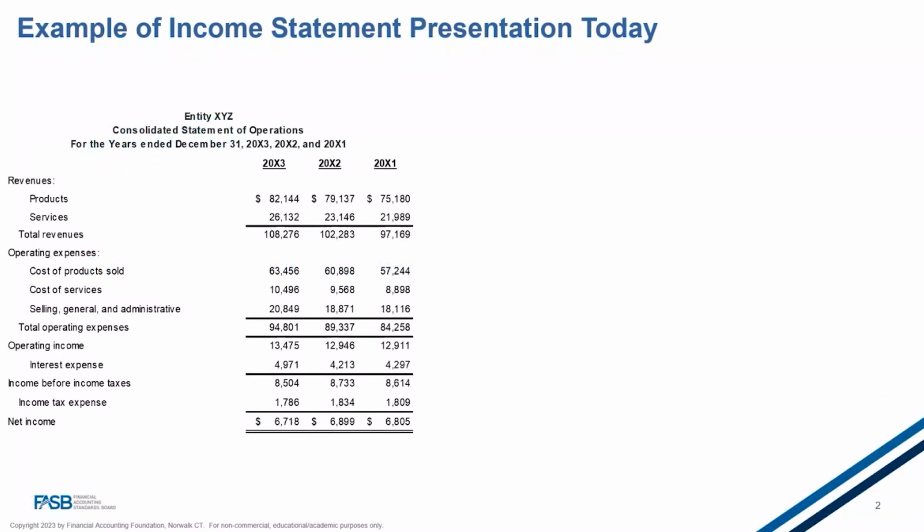Let's begin by looking at the left-hand side of this slide, which depicts a fairly typical income statement presentation for a public company that is a manufacturer. Today, there are few income statement presentation requirements in the codification. The captions that public companies present on the income statement are generally established by the SEC, and the board recognizes that there is significant variability in how entities label and present expense captions.